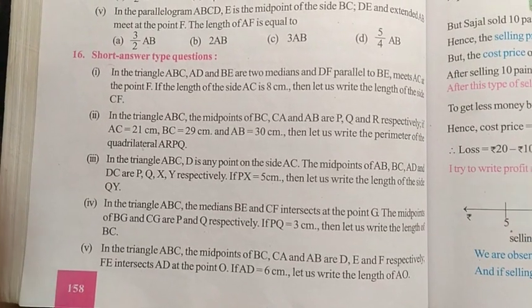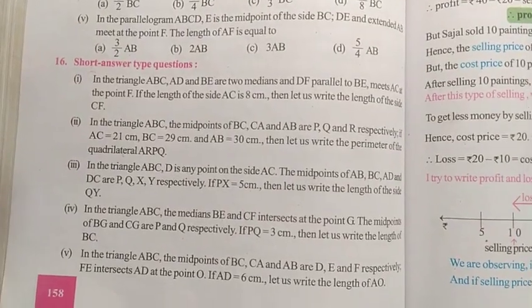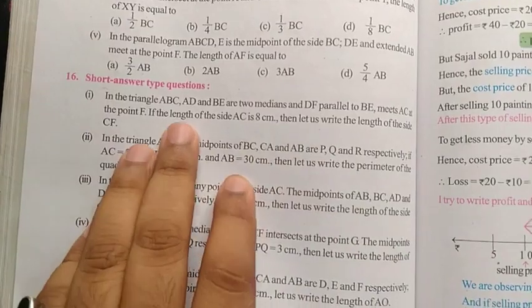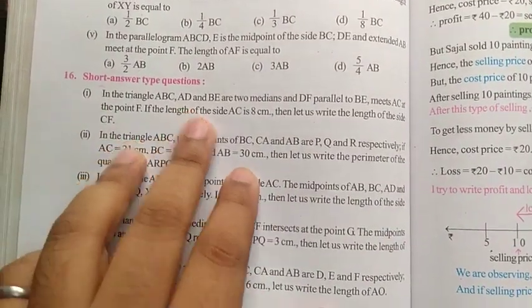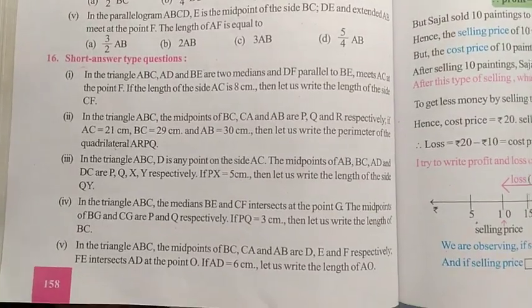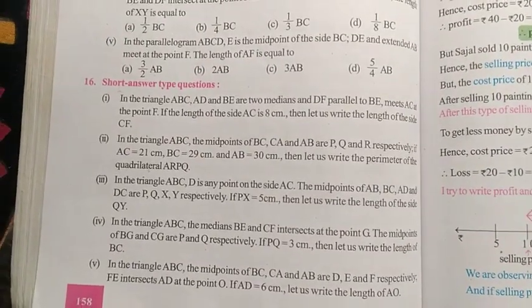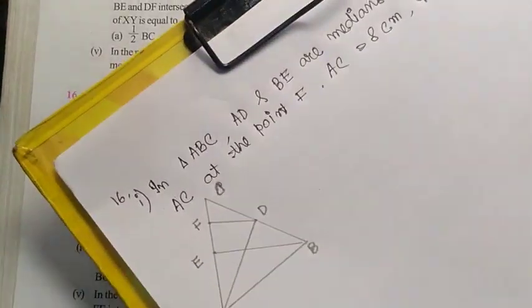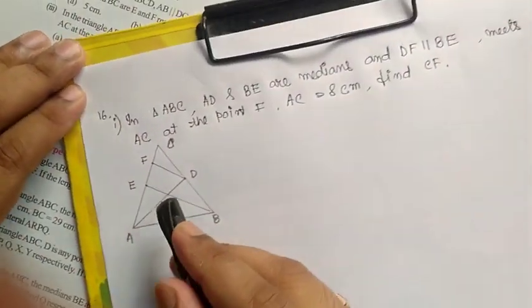This is a short answer type question. This is sum number 16 part 1, chapter number 9, midpoint theorem. In the triangle ABC, AD and BE are two medians and DF parallel to BE meets AC at the point F. If the length of the side AC is 8 cm, then let us write the length of the side CF. Now here, this is the diagram.